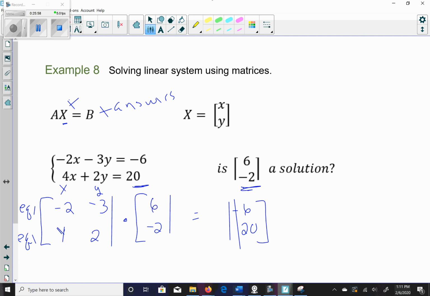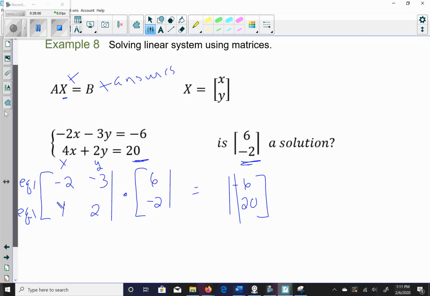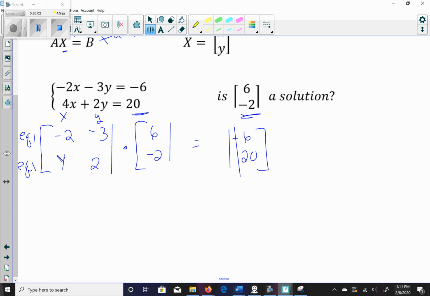So let's check it by multiplying. I'm going to do row 1 times column 1. So I'm going to take negative 2 times 6 plus negative 3 times negative 2. So this will be negative 12 plus positive 6, which is equal to negative 6, and that does check with that one.